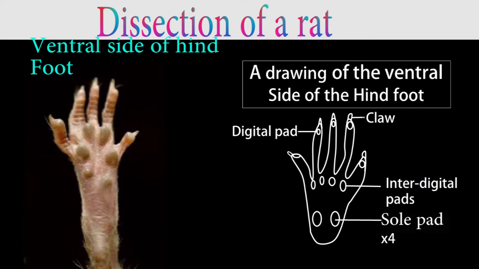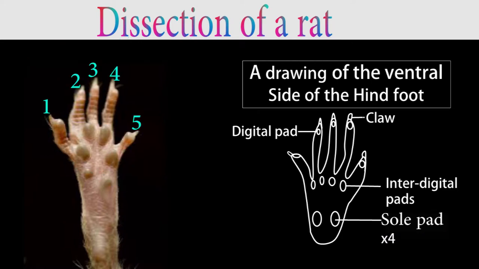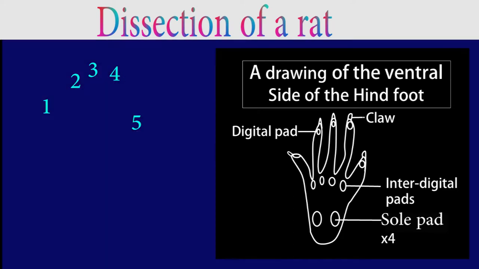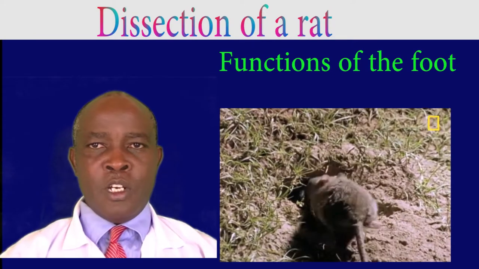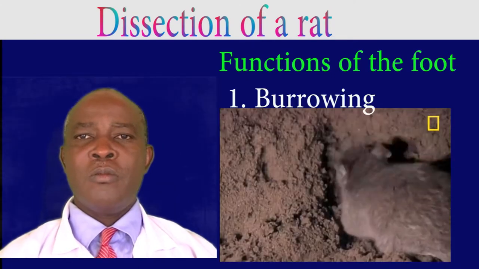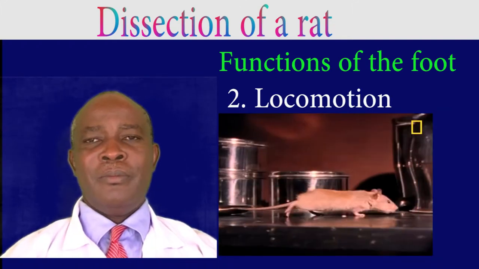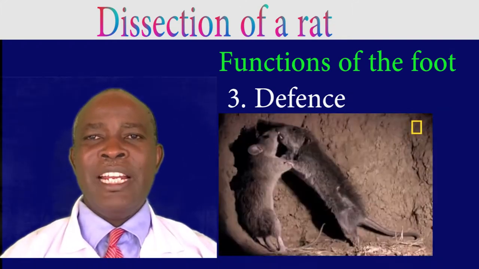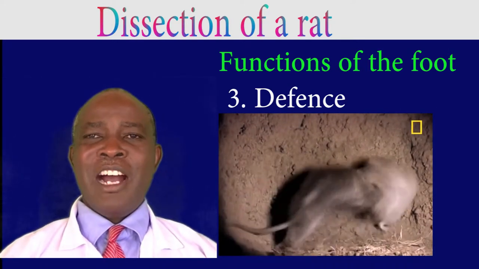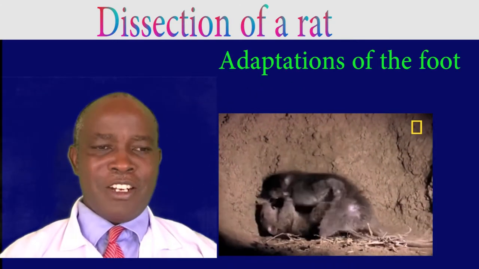A drawing of the hind foot: you label cross digital pads, interdigital pads, and then sole pads. Note that the hind foot has got five digits. What are the functions of the foot? One, burrowing, making burrows. Two, locomotion. Three, defense. So how is it adapted to all those functions?